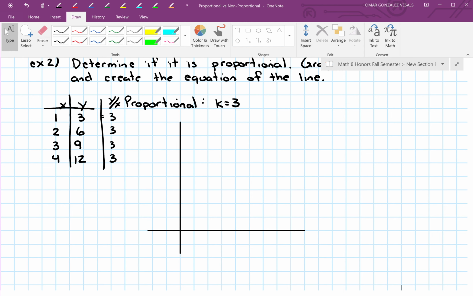But you're not always given an equation. Sometimes you're just given a table, and the only way to check for proportionality is if you have a constant of proportionality. Does that make sense? Okay, so let's graph this thing. First one tells me to go over 1 and up what? 3.